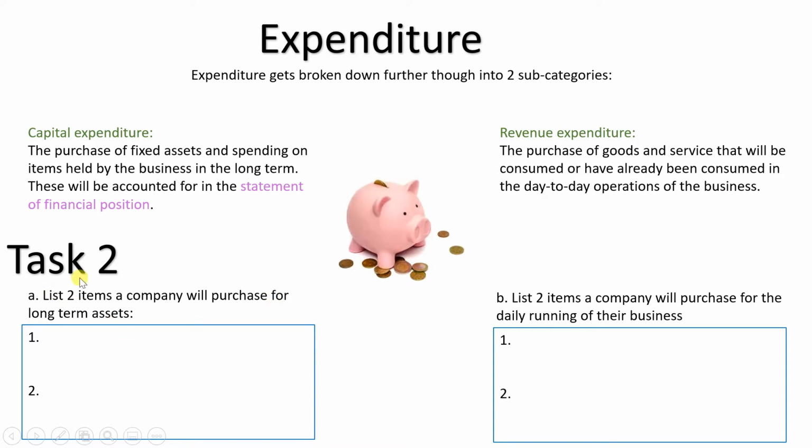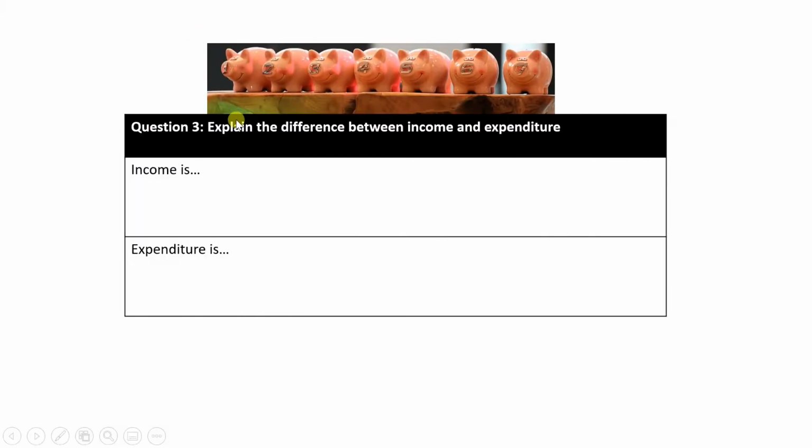Task 2 split into 2 parts. Task 2A, list 2 items a company will purchase for long-term assets. Task 2B, list 2 items a company will purchase for the daily running of their business. Question 3. Let's check that you took in the last few slides of information. Explain the difference between income and expenditure in your own words, and as much as you can, try not to flick backwards to double check.